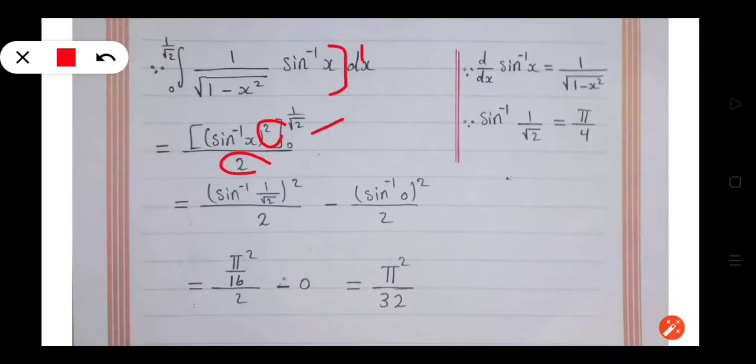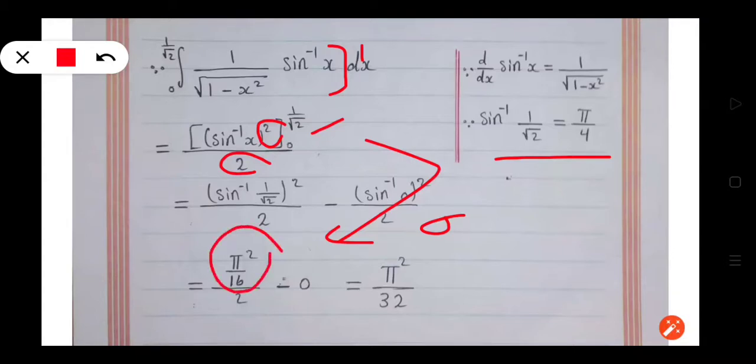Substitute by 1 over root 2. That means sine minus 1 of 1 over root 2, squared over 2, minus sine minus 1 of 0, all squared over 2. That's equal to 0. Sine inverse 1 over root 2 equals pi over 4, squared. That means pi squared over 16, over 2. That gives us pi squared over 32.